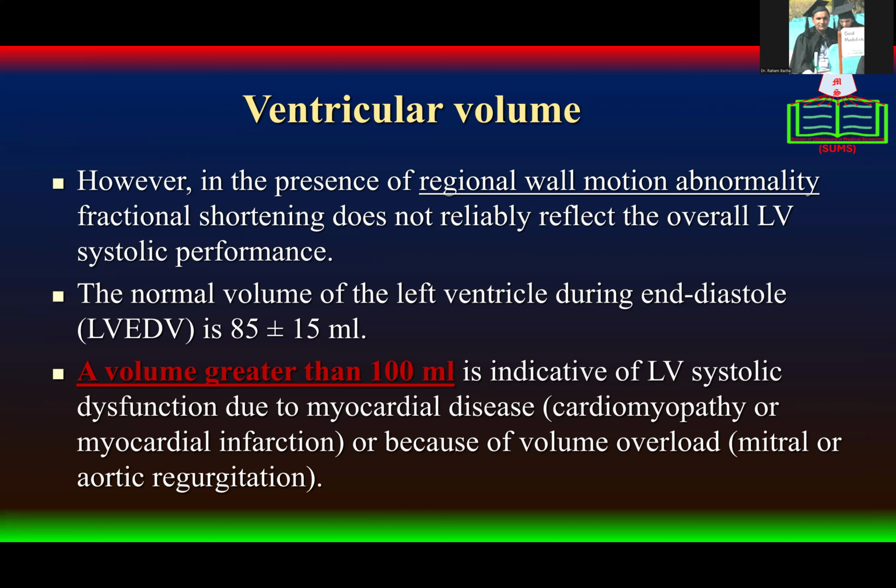The normal volume of the left ventricle during end diastole is 85 with 15 ml of standard deviation. A volume greater than 100 ml is indicative of left ventricular systolic dysfunction due to myocardial disease, for example, cardiomyopathy, myocardial infarction, or because of volume overload due to mitral or aortic regurgitation.